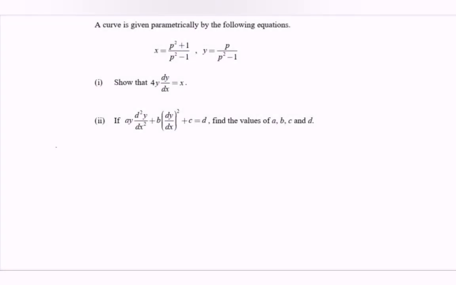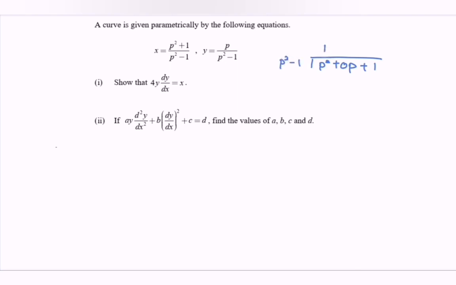Next, we have parametric differentiation. A curve is given parametrically by the following equation. For x, we have an improper fraction, so kindly make use of long division. Here we have p squared plus 0p plus 1, then here we have p squared minus 1.